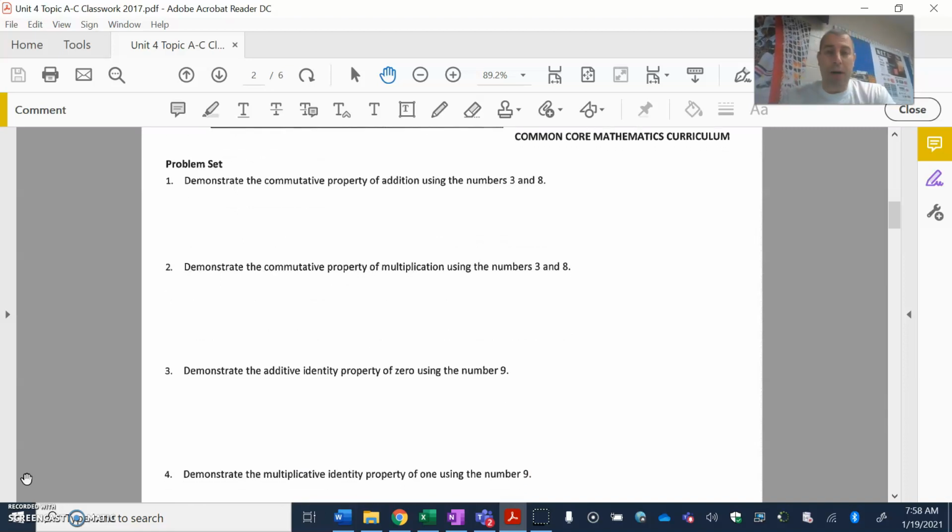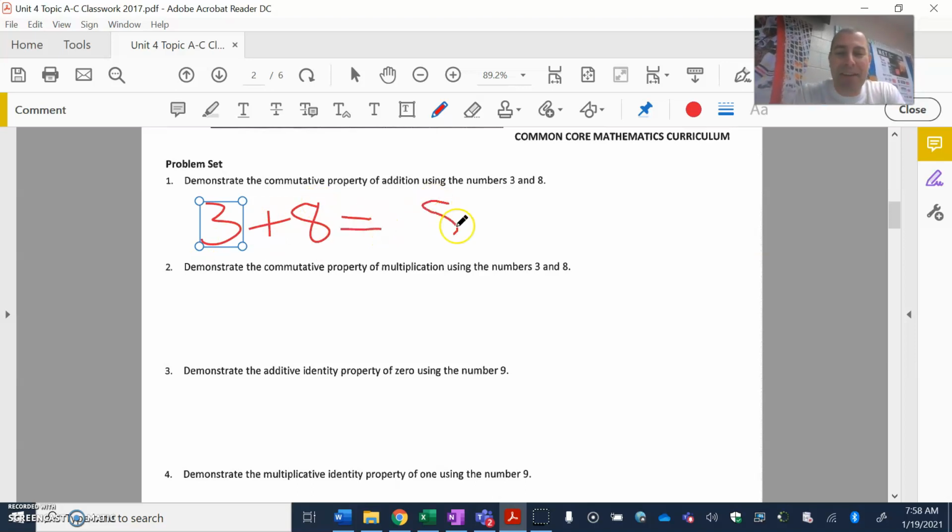Your commutative property is when you simply flip the order around. Commutative property of addition says if you take a number like 3 and you add 8 onto it, it's going to be the exact same thing as if you started with 8 and then you added 3 onto it. With addition, the order doesn't make a difference. You're going to get the exact same answer. Add two numbers, you can flip them around, it's not going to make a difference.